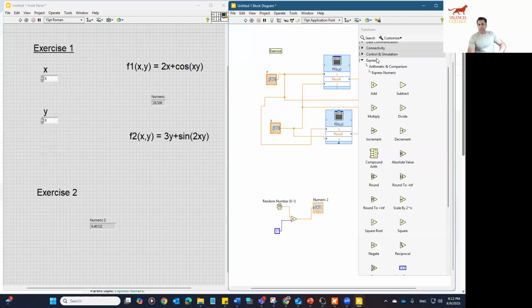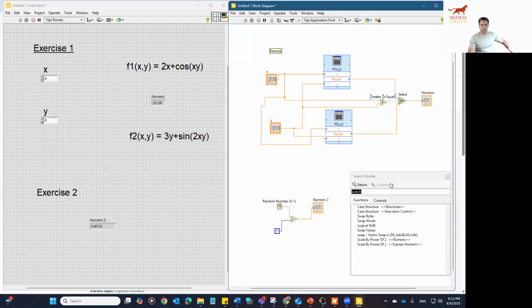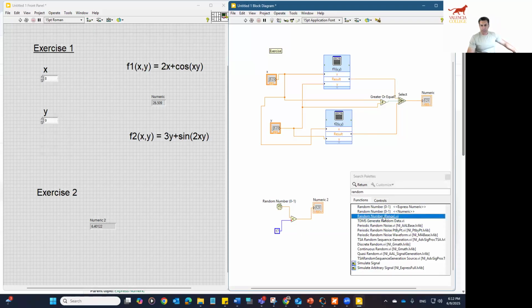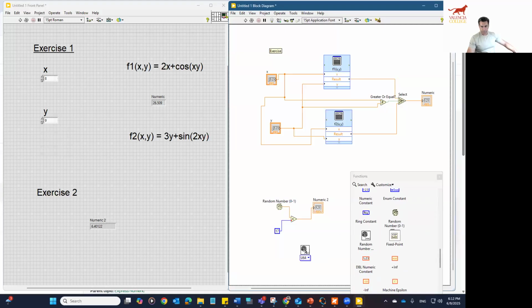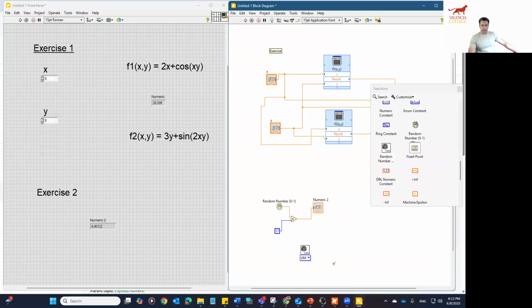There is another function available. Let's look at that. Random. So there's a random number 0 to 1 that we use, and there is a random number range that is available right here, which is under mathematics, numeric, random number range. What does random number range do? Random number range generates an integer between the lower range and the upper range.